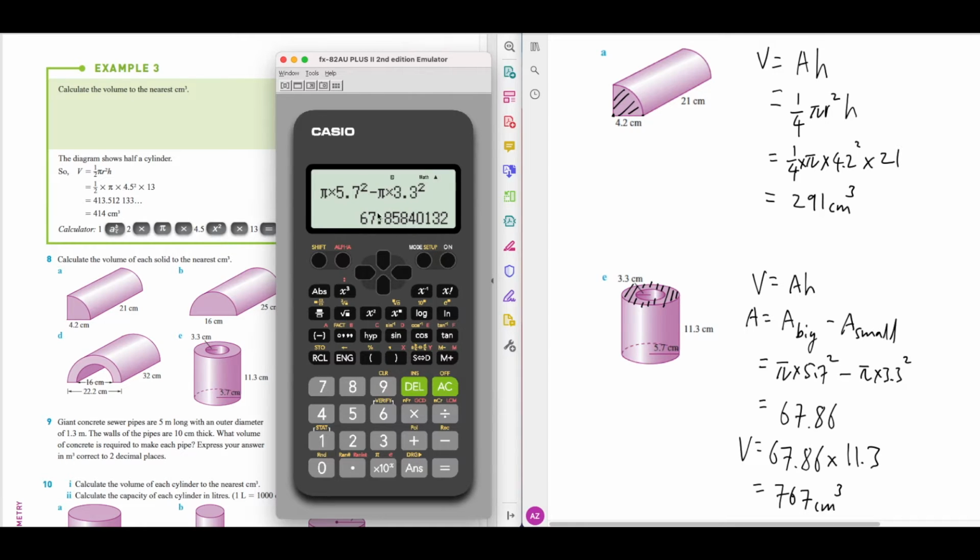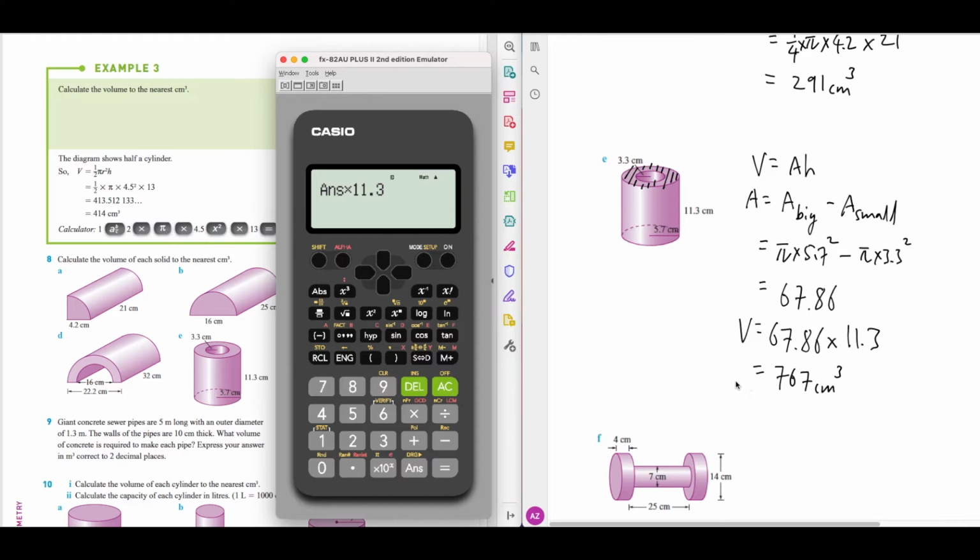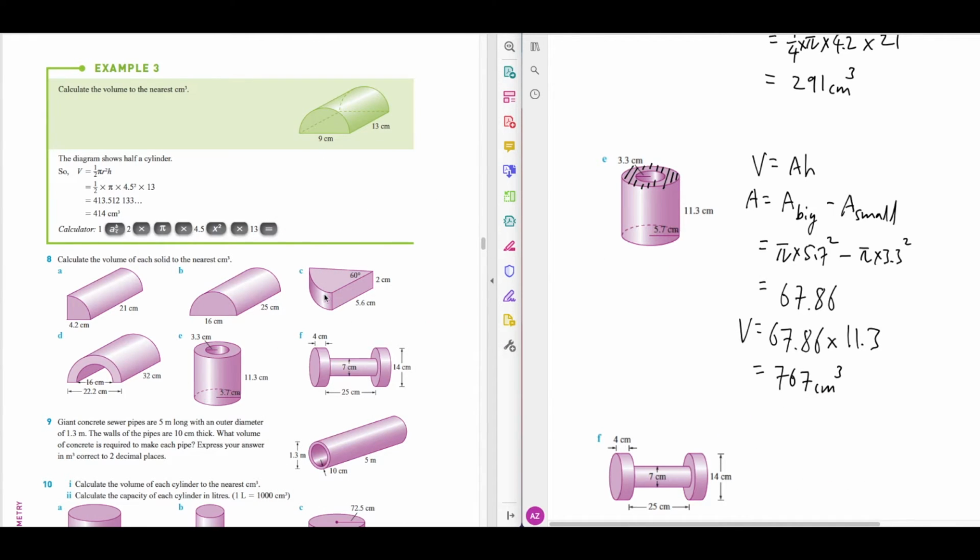This answer button will refer to this long number. So I can just do ans times 11.3. Then I'm using the exact value of this, so I'm not doing any rounding. Like I said, when it comes to doing these questions, you do not want to round unless it's the very last step. And now here is when you round.